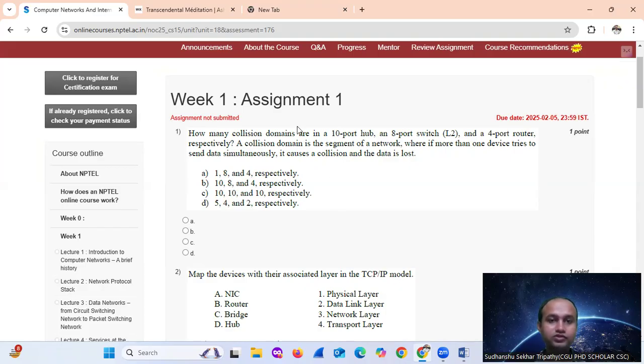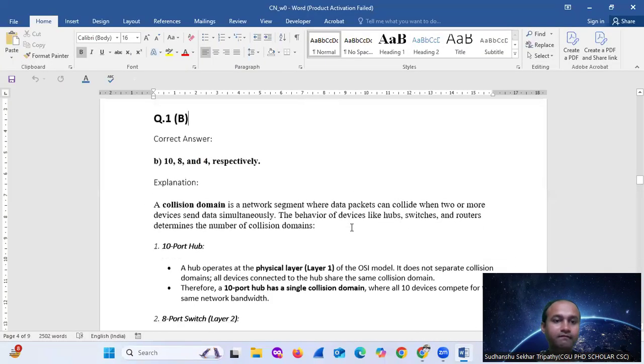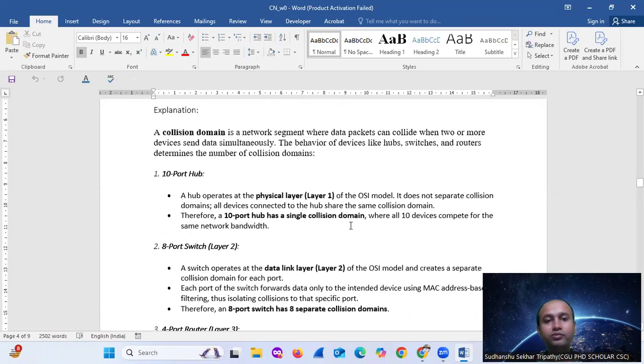Okay, so it is asking about a 10 port hub, 8 port switch and 4 port router. So it is asking about collision domain, the segment of a network. Look, a collision domain is a network segment where data packets can collide when two or more devices send data simultaneously. So the behavior of devices like hubs, switches and routers determines the number of collision domains.